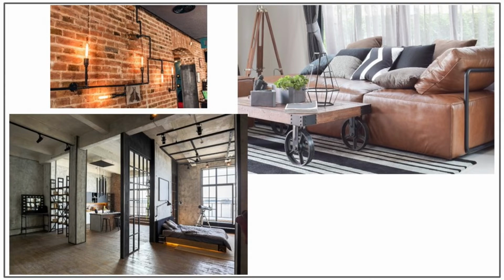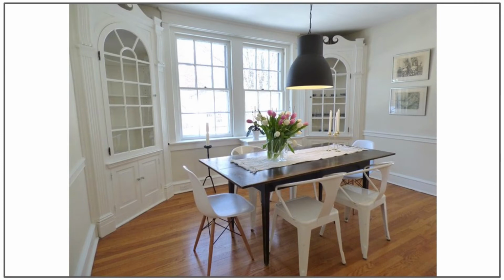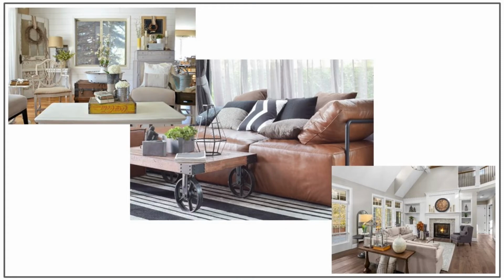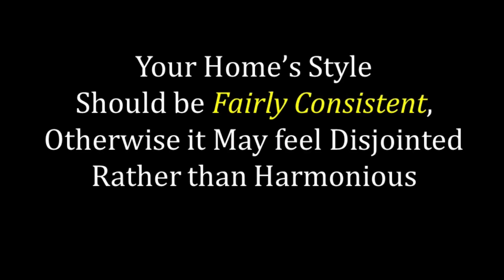For example, industrial actually mixes quite well with almost any style. I've seen it mix with a traditional style like this, where you see very traditional case molding and an industrial pendant light with industrial Tolex side chairs. You can also mix industrial easily with a transitional style or a farmhouse style. In general, though, the style throughout your home should be fairly consistent. Otherwise, your home will feel a bit disjointed rather than harmonious.